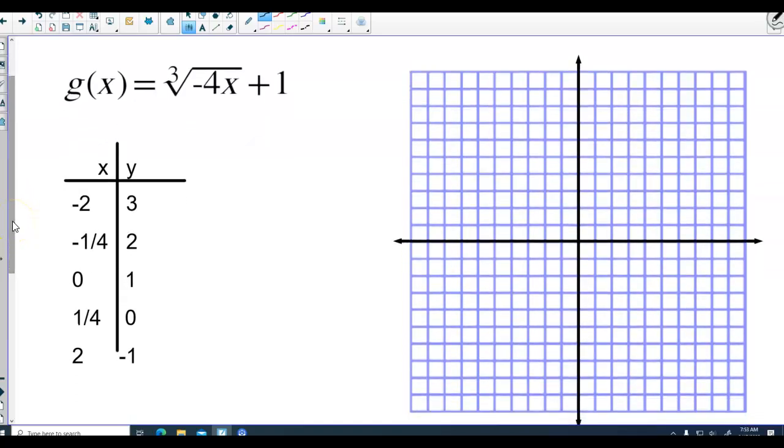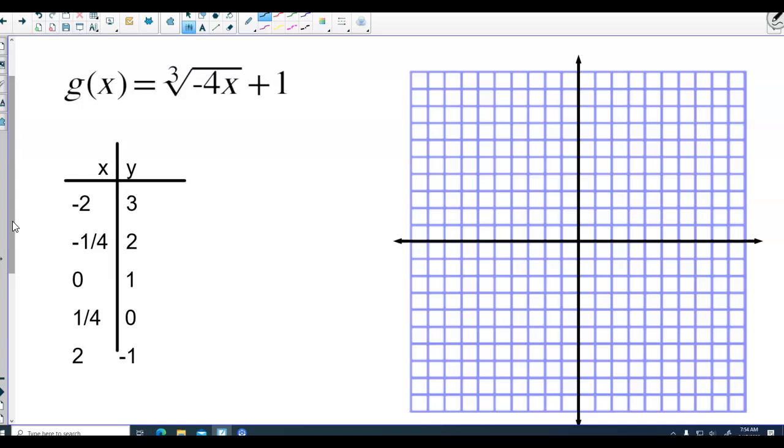By plugging -2 in, I get +8. The cube root of 8 is 2. 2 plus 1 is 3. By plugging -1/4 in, I get a +1. We should know how to get a 1 by multiplying by a coefficient. Negative 4 times negative 1/4 gives us 1. The cube root of 1 is 1. 1 plus 1 is 2. If I plug 0 in for x, cube root of 0 is 0. 0 plus 1 is 1.